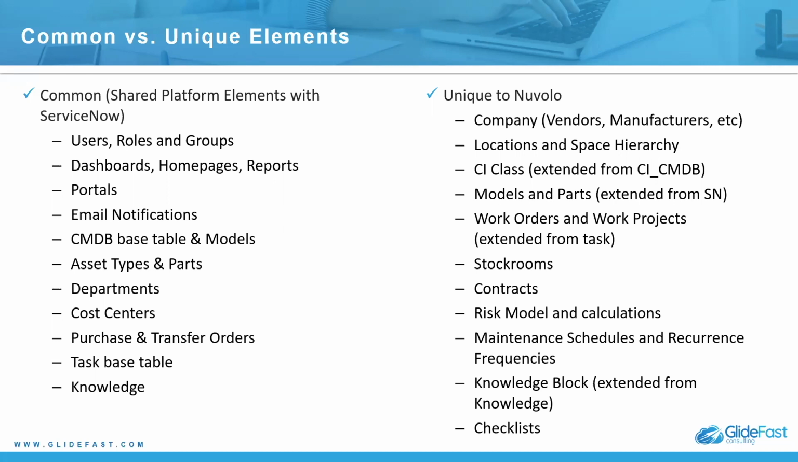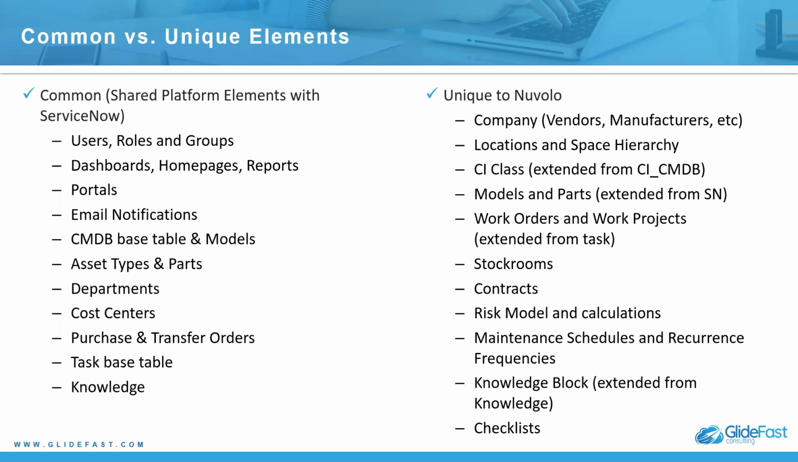So let's talk about what's unique. They have their own company table. They had a very specific way that they wanted to classify companies, and they didn't want to interfere with anything that IT maybe was doing for their vendors. Locations and space hierarchy, as I mentioned, this is unique to Nuvolo. It is not the same as the locations that come in from ServiceNow or, for example, for IT. And I'll talk about that in a second.